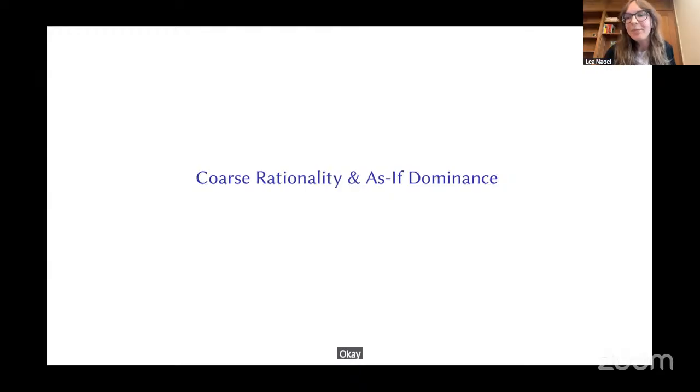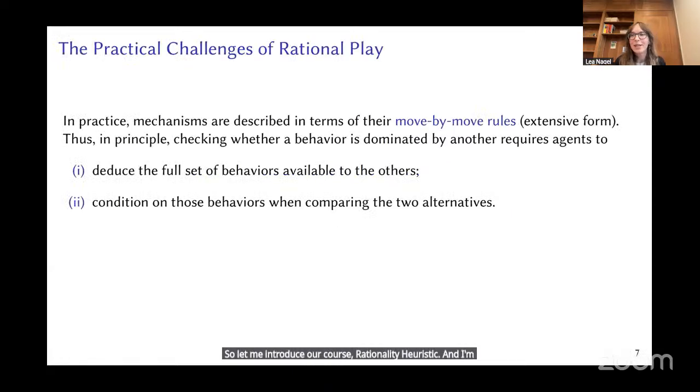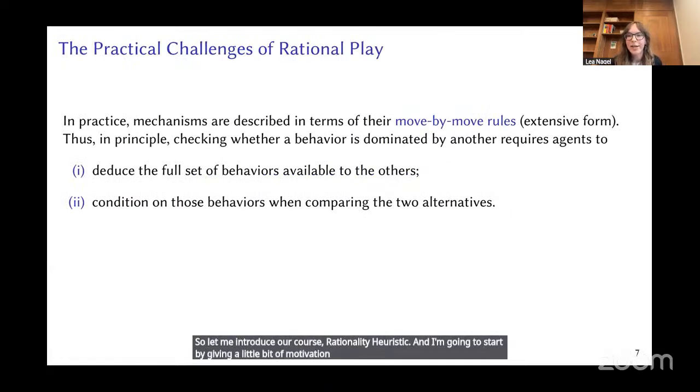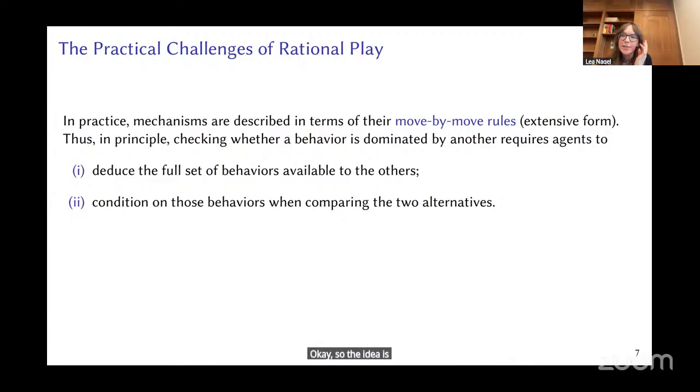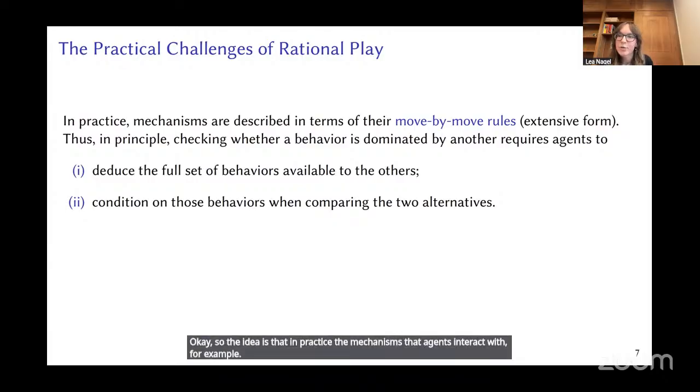So let me introduce our coarse rationality heuristic, and I'm going to start by giving a little bit of motivation for why and how we came up with this heuristic. Okay, so the idea is that in practice, the mechanisms that agents interact with, for example, an online auction or a school choice mechanism, are typically described in terms of their move-by-move rules. Okay, so you know when you're going to be asked to make a decision and what actions are going to be available to you and how this is going to affect the game tree going forward.